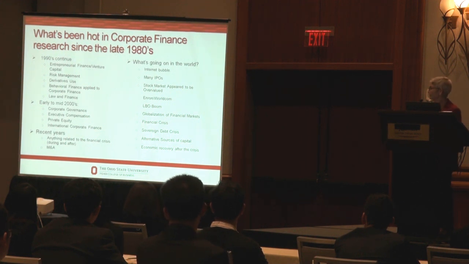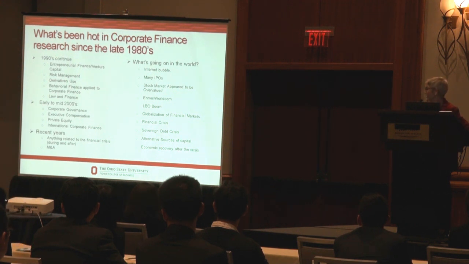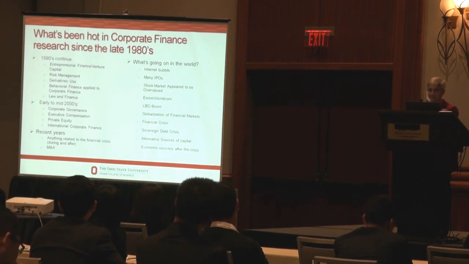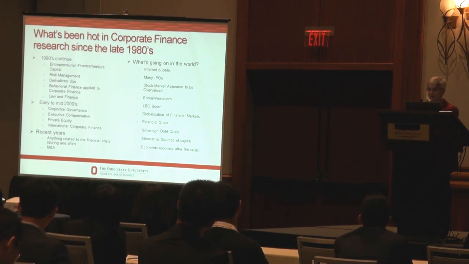If we continue through our history, the 90s continued. We have entrepreneurial finance, risk management, my favorite area, derivatives use, behavioral finance, behavioral economics started to be, we thought about that as well. Corporate finance, and again, law and finance. Corporate governance, executive compensation, increasingly we see that in the early 2000s, private equity, new sources of finance, international corporate. And I think in the recent years, anything related to the financial crisis or sovereign debt crisis, either before or after recovery, M&As are back. I think the more research we see in there, we had financing was inexpensive in the early 2000s, in the crisis, and now we're back to we see M&As and more interest in that.